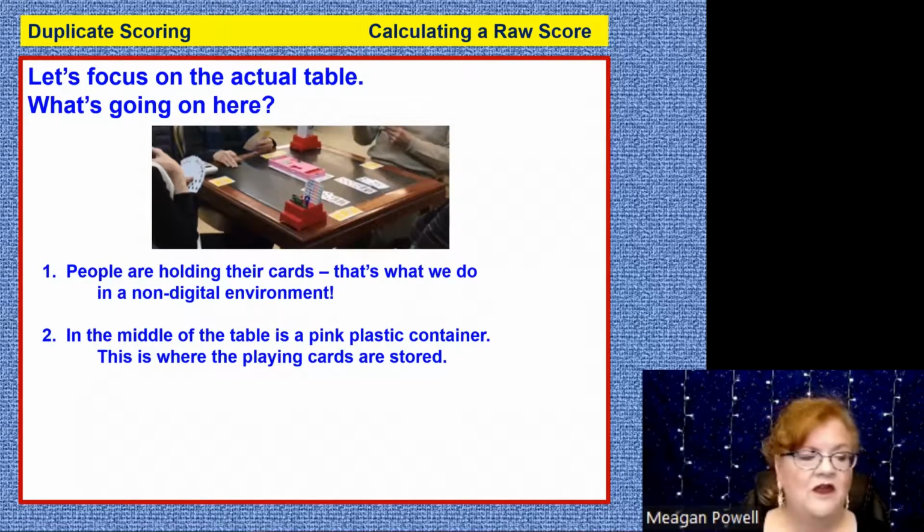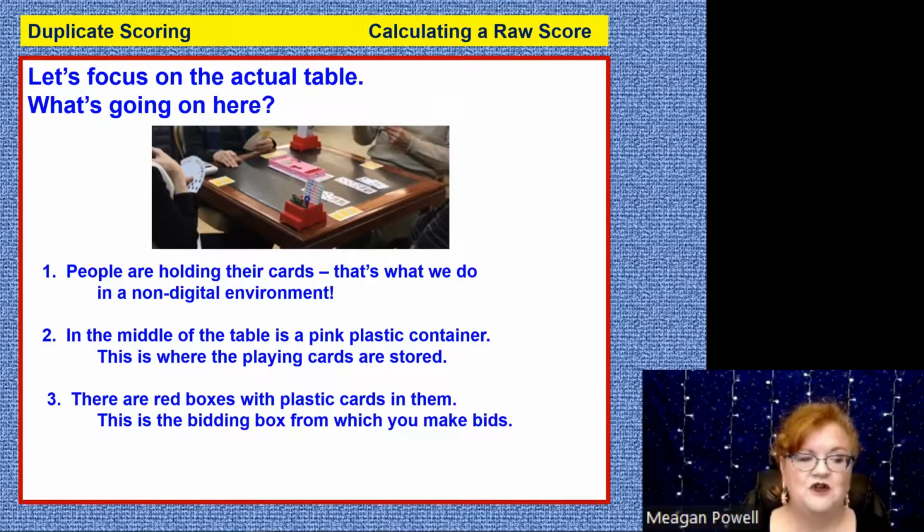Now, also on this table, do you see the red box? It has little plastic cards in it. This is the bidding box in a live bridge world. You would take your cards out of the bidding box and make your bids one by one, actually touching them and putting them on the table.